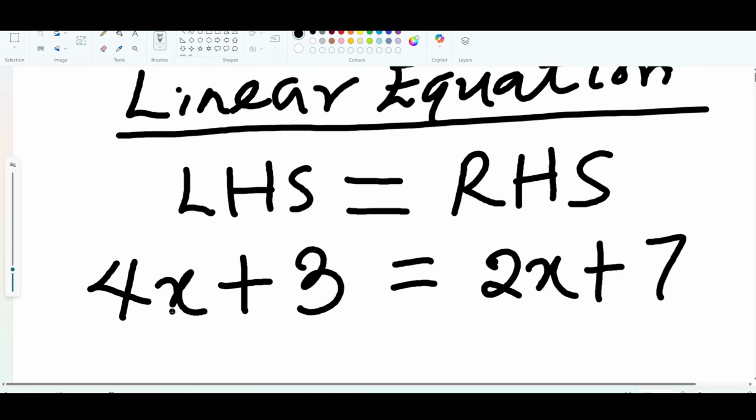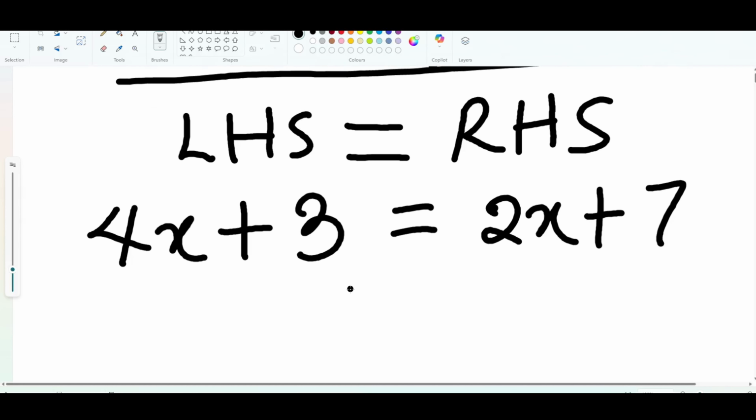So what we do at this point is to collect the like terms. And how do we collect like terms? Which ones are the like terms? This term, which is 4x, on the left hand side, has the same format as the one on the right hand side. We have two terms on the left hand side, we have two terms on the right hand side. This one has x attached to it, this one has x attached to it, so they are like terms, while these, which are constants, are also like terms.